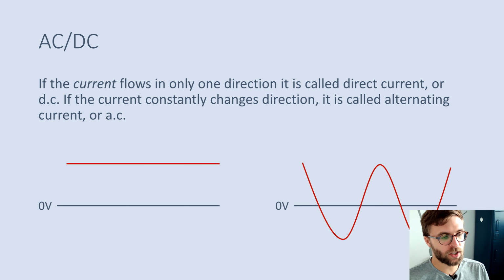If we have a look at the graph on the right, this is our alternating current, the one that's going up and down. Because if the current constantly changes direction, then we call it an alternating current. So if you look at the graph, it's going from the positive side through the 0 down to the negative side, then back up to the positive, down to the negative, and so on. It's swapping between them. So that's our alternating current.